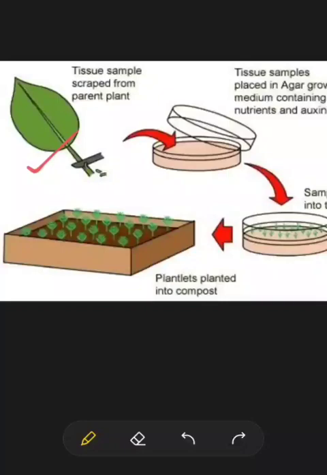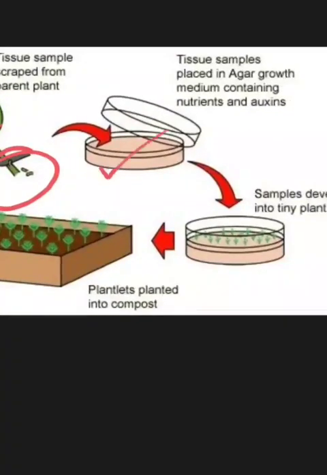Propagation means to reproduce more plants, and micro means under very small conditions. So micropropagation is the development or reproduction of new plants from a very small piece of a plant. A small piece is cut off from the growing tip, and as you can see, a small piece is cut off from here, and this tissue is grown in a suitable nutrient medium. So this is the nutrient medium, and a growth medium is being given to it. Agar is the growth medium, which gives nutrients and auxins which will help the plant to grow further.